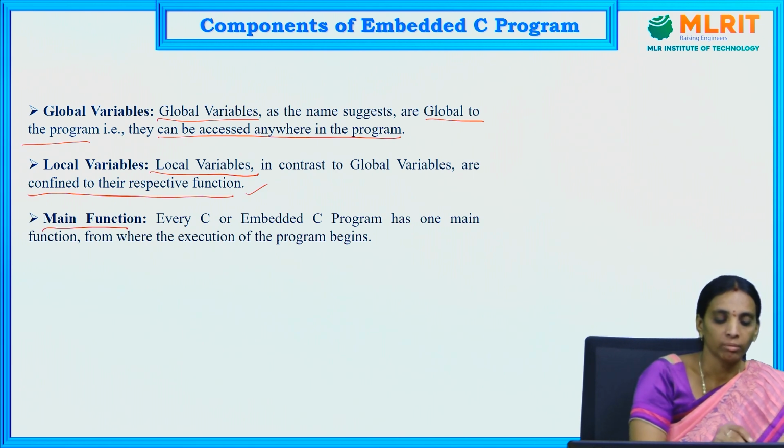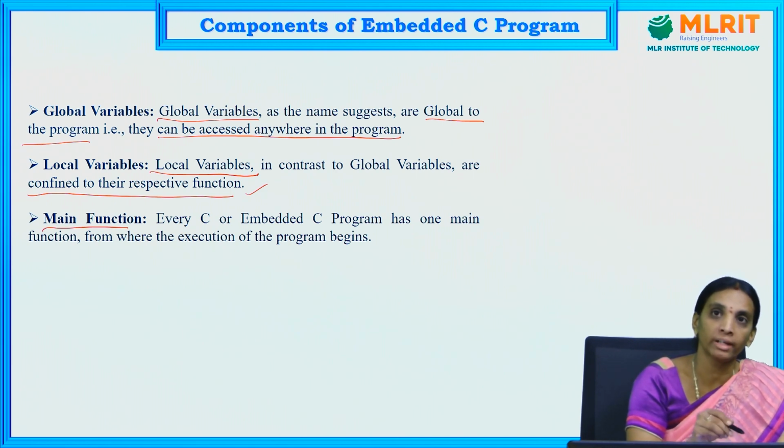Main function. Every C program or every embedded C program has one main function only, and it indicates where the execution of the program starts.